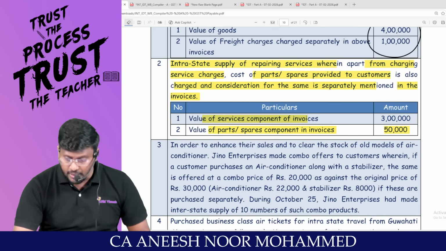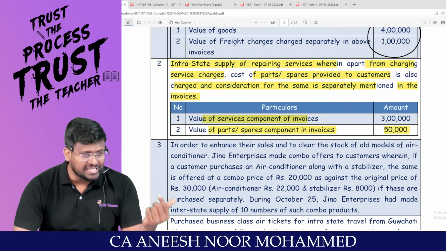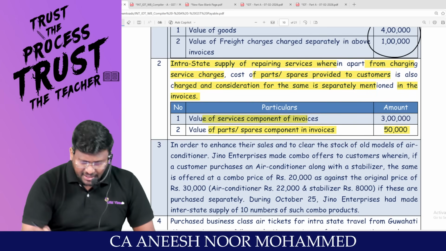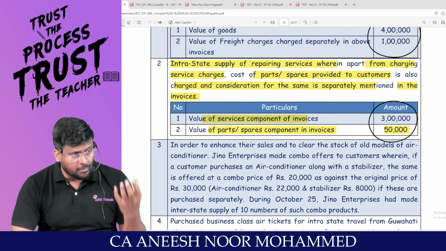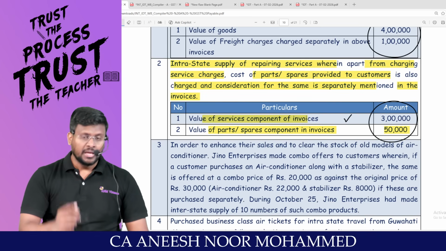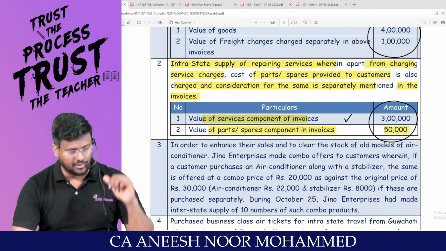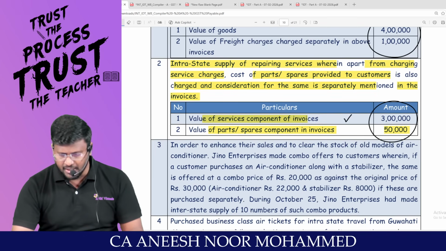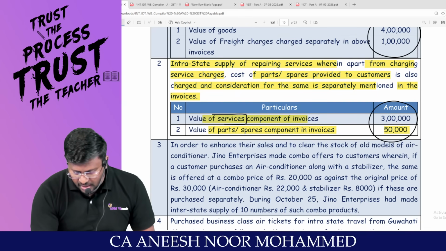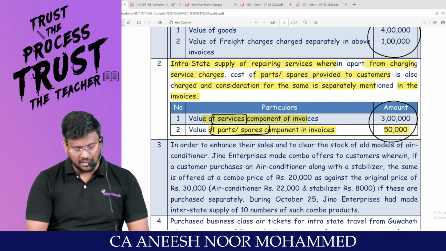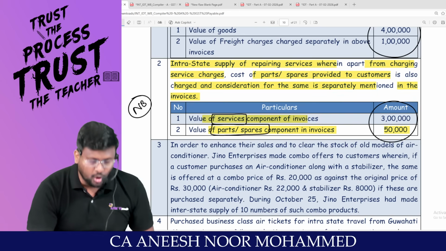Here a student should determine whether this is a composite supply, mixed supply, or separate supply. If you treat it as a composite supply, then the entire 3,50,000 will be liable to tax at the service rate. If you treat it as a mixed supply, it will be taxable at the highest rate. If you treat it as a separate supply, it should be taxable at separate rates: a rate applicable for the services and a rate applicable for the spare parts. In all this discussion, the backbone is whether it is naturally bundled or not.